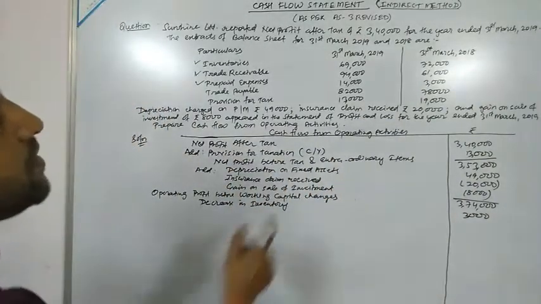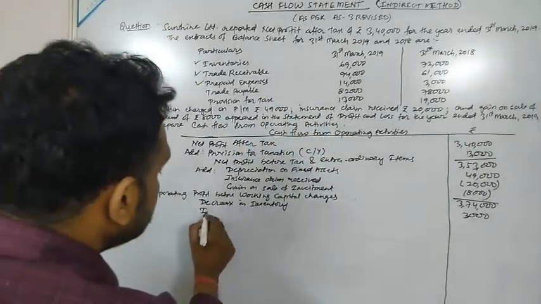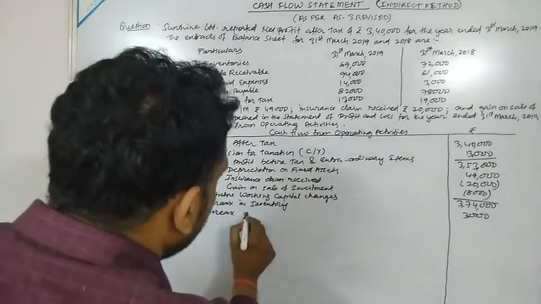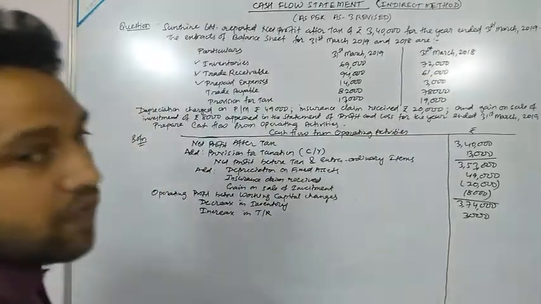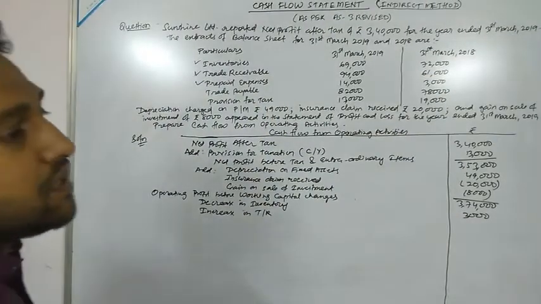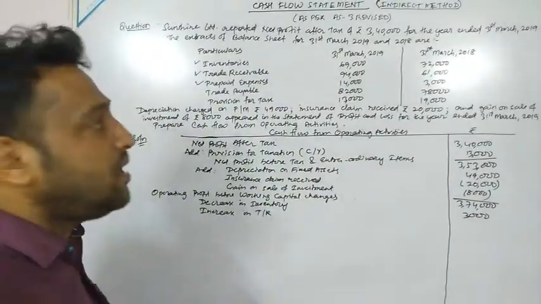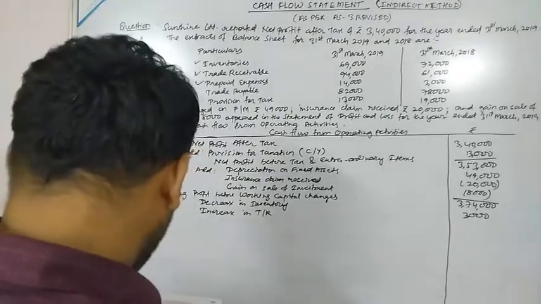Now you see trade receivable has increased. Trade receivable was 61,000 and became 94,000. Trade receivable is in current assets, so the increase in current assets would be subtracted. How much would it be? It would be 33,000.